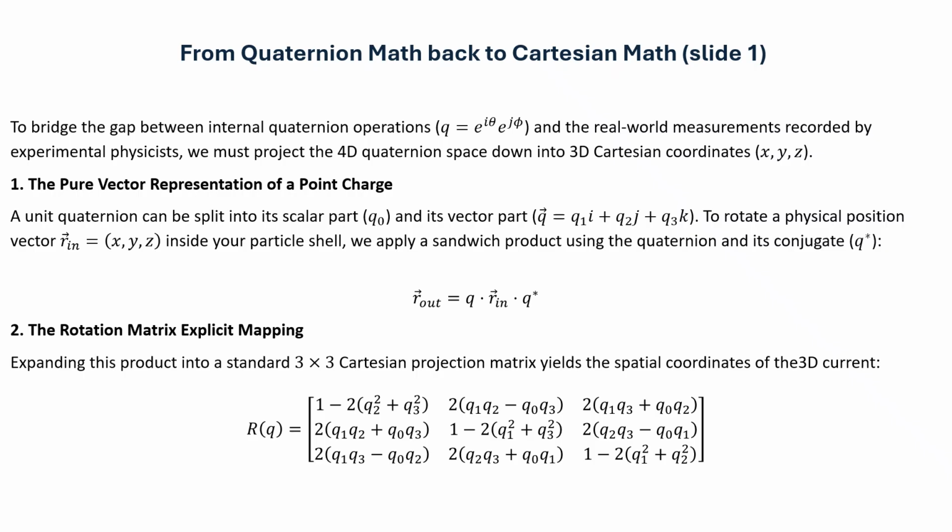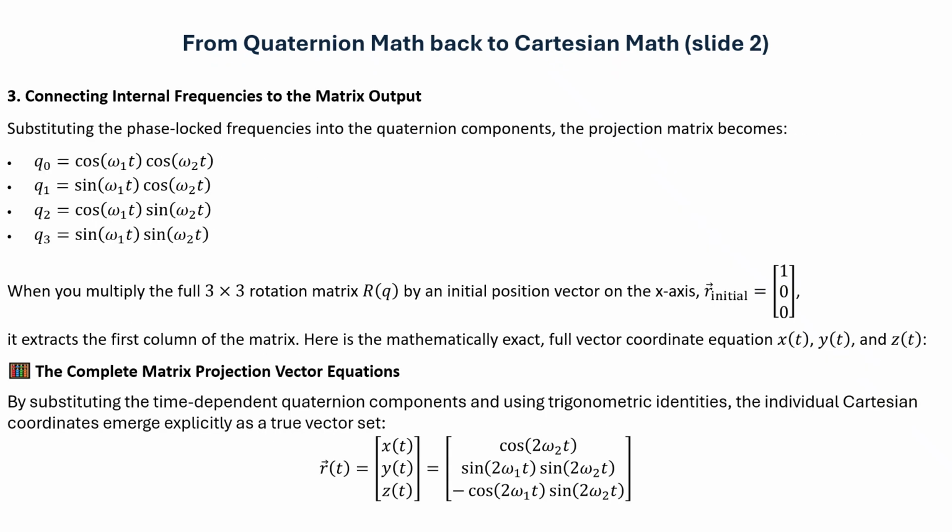We can expand that into a 3x3 Cartesian projection matrix, as it's called here. I'm relying a bit on what Gemini calculated for me to show that relationship between quaternion math and the spatial coordinates of the 3D current. But that's how it looks. The position vector R as a function of the quaternion, which models the three-dimensional wave function, I would say, is basically this rather complicated expression. But we can substitute, and then it looks a lot nicer.